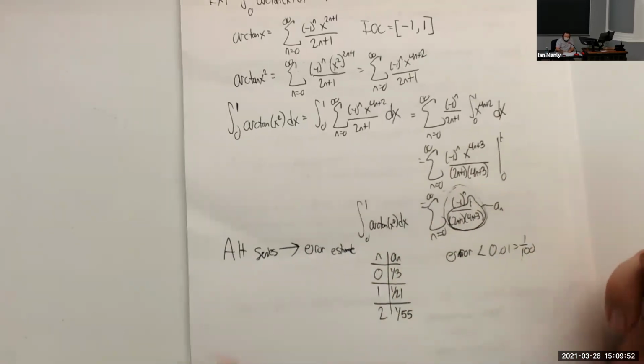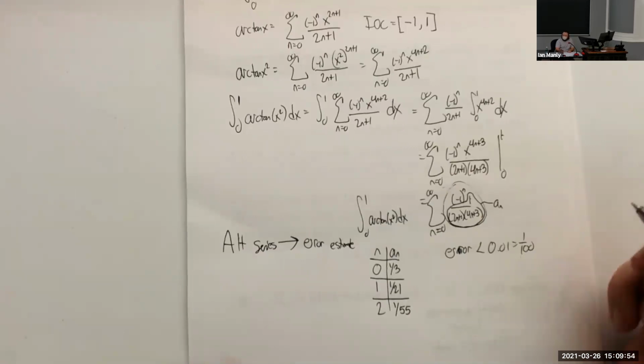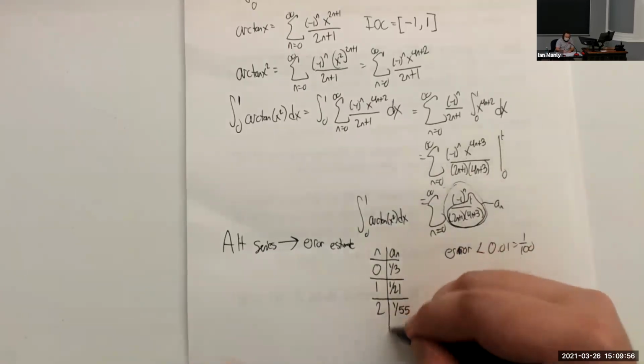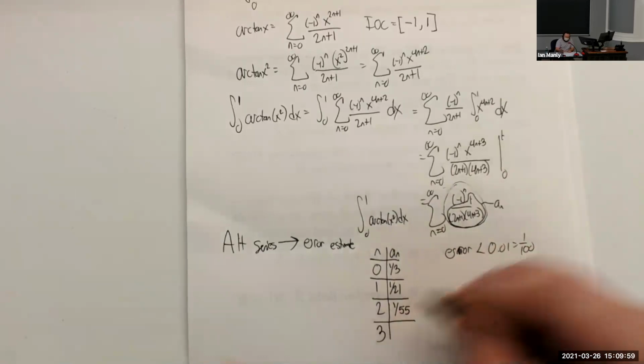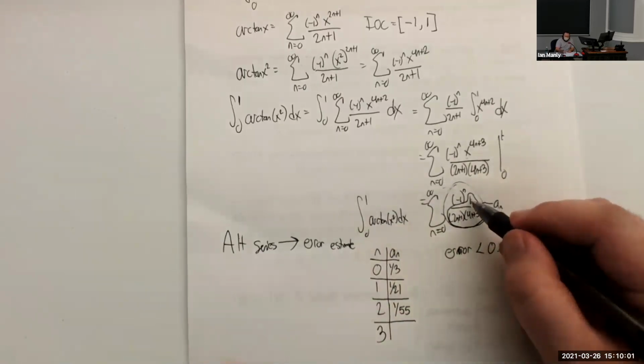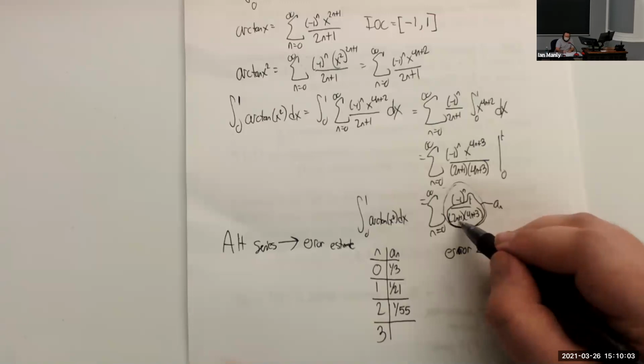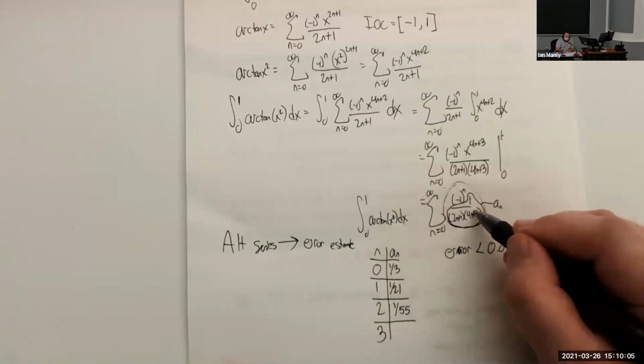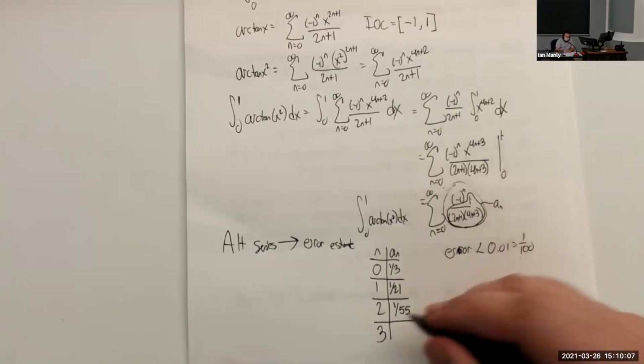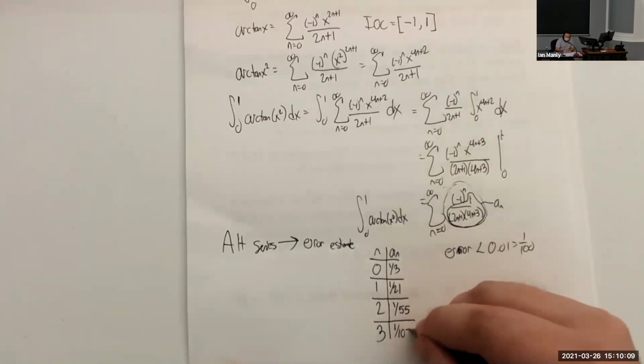So this is 1 over 55. All right, we're getting closer, but we're still not less than 1 over 100 yet. Maybe 3 will be enough. So I go to 3. I plug 3 into here. I have 7 for this, and then I have 15 for this. And 7 times 15 is 105.